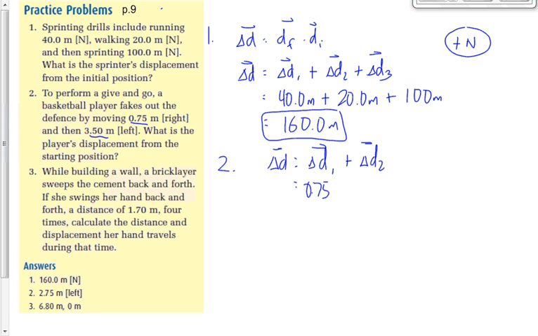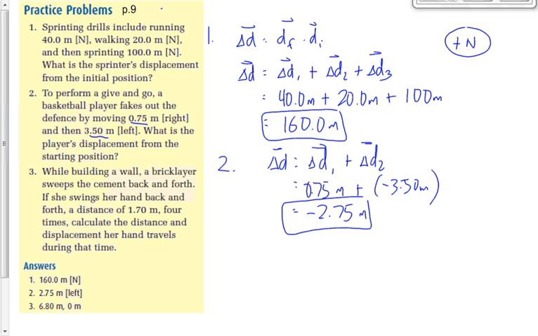0.75 meters to the right plus delta D2 is negative 3.5. Why is it negative 3.5? Where does the negative come from? We're adding these two numbers together, but we're adding a negative value. Why? Because left is negative. If right is positive, left is negative. We add these two together, we end up getting negative 2.75 meters, which means 2.75 to the left.